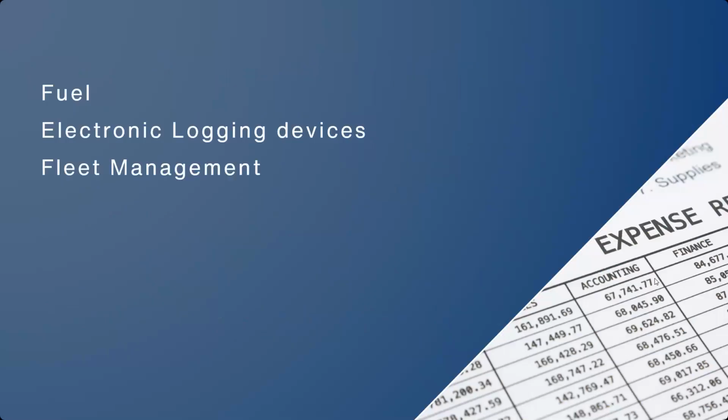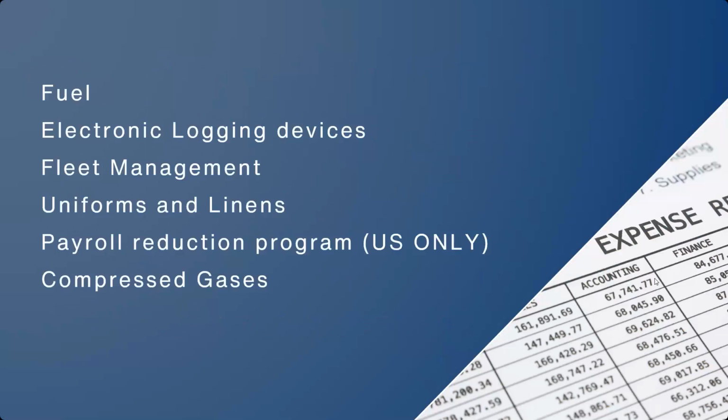Now, there's a whole bunch of other things you can look at in the same vein. You know, there's fuel, electronic logging devices, fleet management, uniforms, payroll reduction, compressed gases, printers and copiers. All these things are the things that you should be looking at with the same methodology. And that's really the purpose of this webinar, is to try to point these things out, to give you a little guidance in terms of what you need to look at and how you look at it.